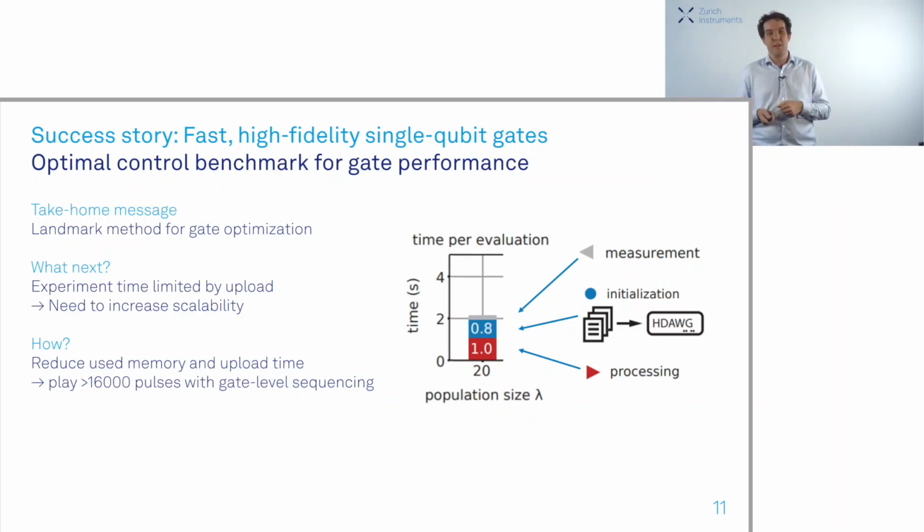Why is this the case? Well, as you see here in this plot, most of the experiment cycle went actually into uploading and initializing the instrument and also data processing. And the actual measurement time on the qubit chip was almost negligible with respect to these other two. So what we really needed to do was increase the scalability by removing the main reason for this long upload time, which is that there was a lot of redundant information needed to be uploaded to the instrument.